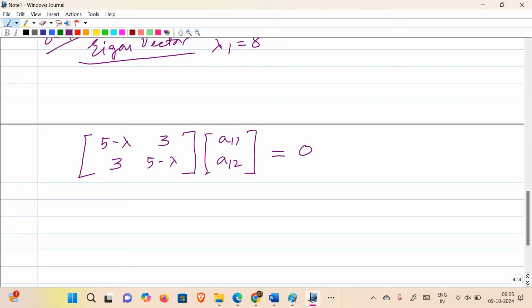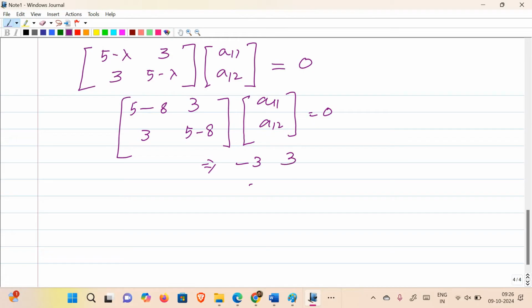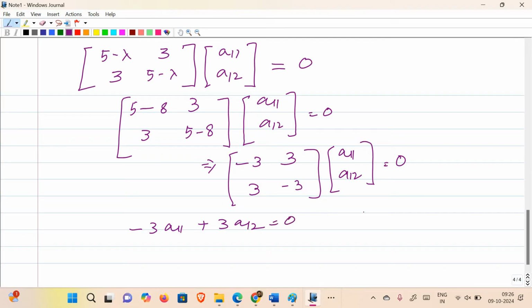Okay, so we have to find out a11, a12 two times. That is once for sigma 1 equal to square root of 8 and the other one is for sigma 2 equal to square root of 2. So let's solve it. So let's substitute sigma 1. So 5 minus 8, 3, 3, 5 minus 8 multiplied by a11, a12 equals 0, which means minus 3, 3, 3, minus 3 as the matrix and a11, a12 as the component, equal to 0. And we solve it further, we get minus 3 a11 plus 3 a12 equals 0. This is my equation number 2. And we also get 3 a11 minus 3 a12 equals 0. This is my equation number 3.